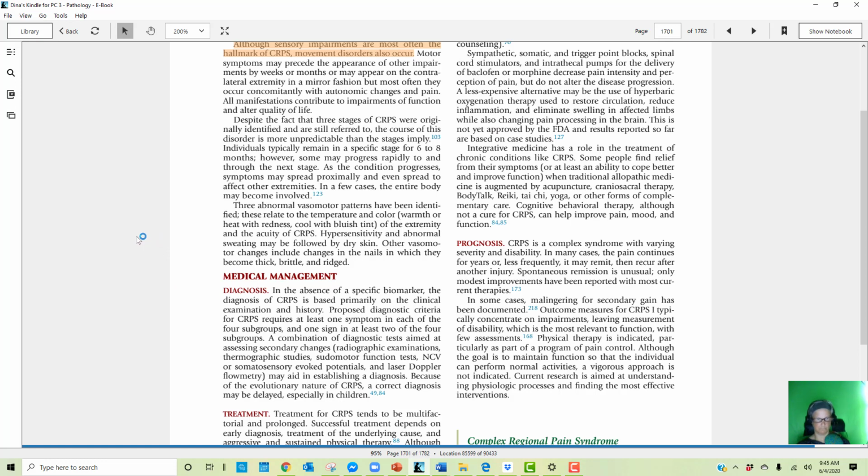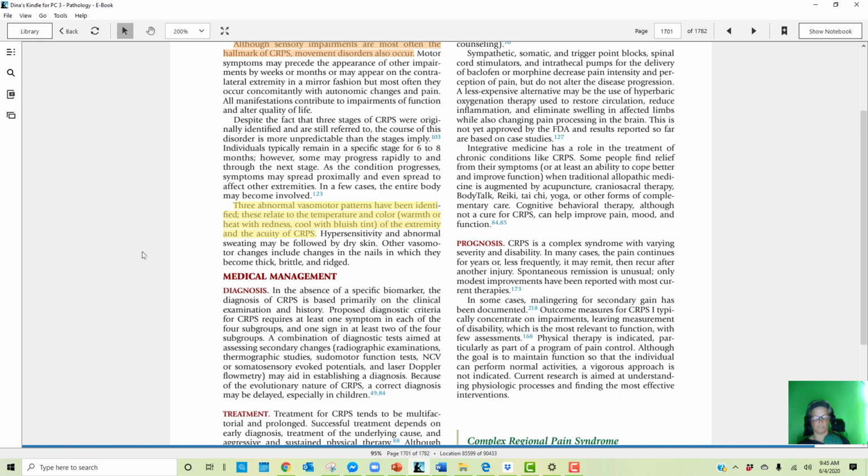3 abnormal vasomotor patterns have been identified. These relate to the temperature and color, warmth or heat with redness, cool with bluish tint, of the extremity and the acuity of CRPS. Hypersensitivity and abnormal sweating may be followed by dry skin. Other vasomotor changes include changes in the nails in which they become thick, brittle, and rigid.